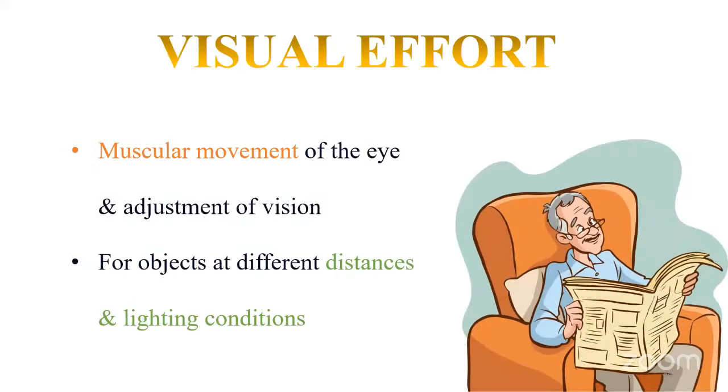And the last one was visual effort. So for visual effort, it is the muscular movement of eyes and adjustment of our vision while reading or watching anything, the adjustment of vision for objects at different distances and lighting conditions. We know that. Even right now, we are using our visual effort, every time without feeling it. That's our visual effort. So this is a muscular movement.